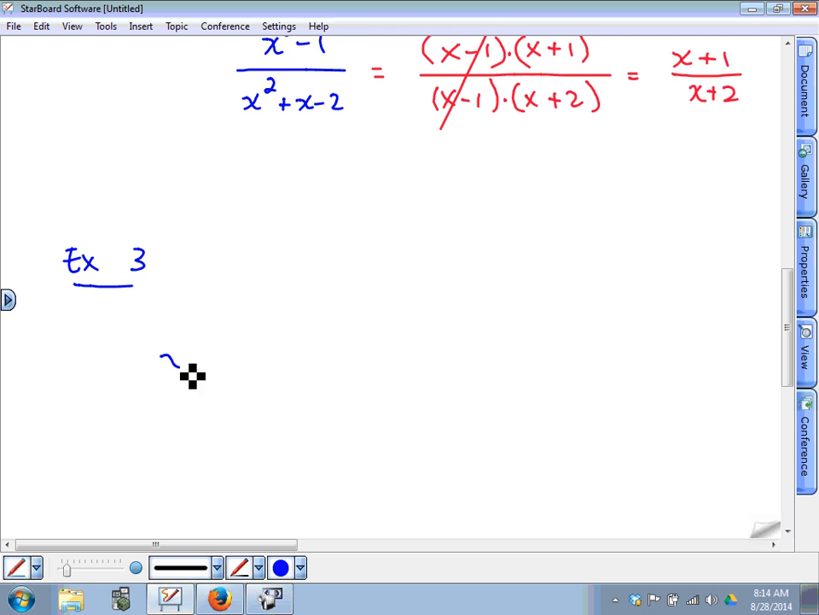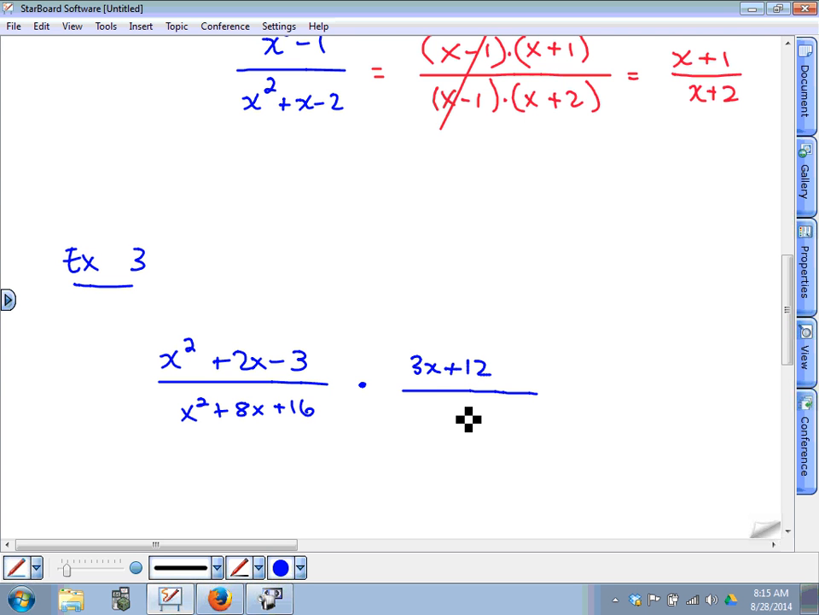Multiply the expression x squared plus 2x minus 3 divided by x squared plus 8x plus 16, multiplied by 3x plus 12 divided by x minus 1.